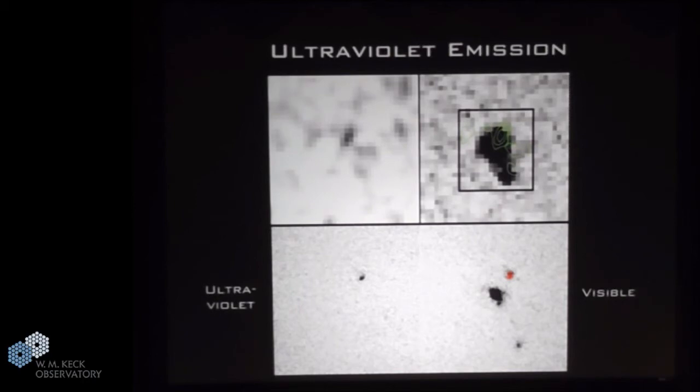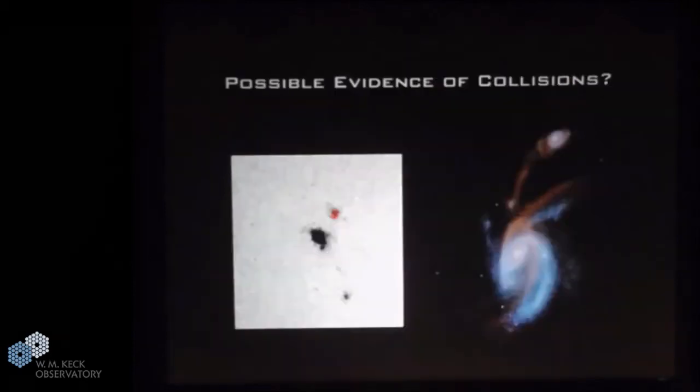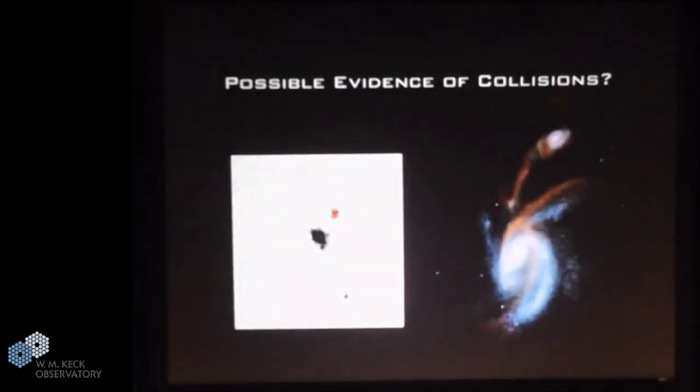because remember I pointed to 2 scenarios that could allow this ultraviolet light to escape, right? And this looks a lot like one of them. So, is this possible evidence that this is a collision of two galaxies that's causing this ultraviolet light to escape from this fainter galaxy here? It certainly looks like it.